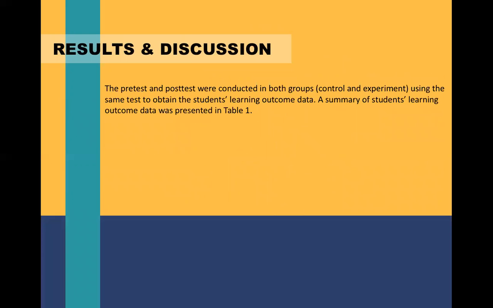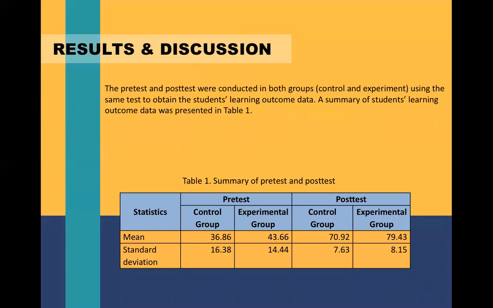Result and discussion. The pre-test and post-test were conducted in both groups, control and experiment, using the same test to obtain the student learning outcome data. A summary of student learning outcome data was presented in Table 1. From the summary, at the pre-test result, the experimental group got a higher mean score than the control group, and at the post-test result, the experimental group also got a higher mean score than the control group.